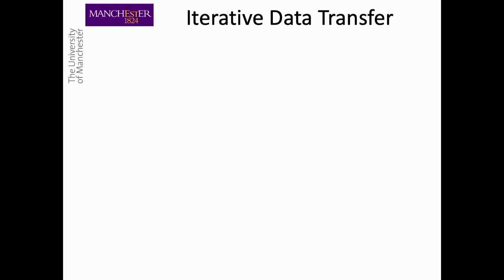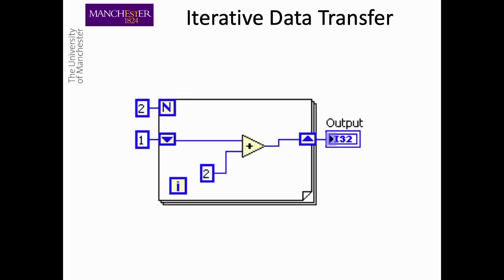So when a program has loops, you often need to know the values of the data from previous iterations. Shift registers transfer values from one loop iteration to the next. The shift register we can see here is on the edge of our for loop. I know it's a for loop because on the top left-hand side there's a number N, and there's a 2 to it, which means that the loop is going to execute twice.